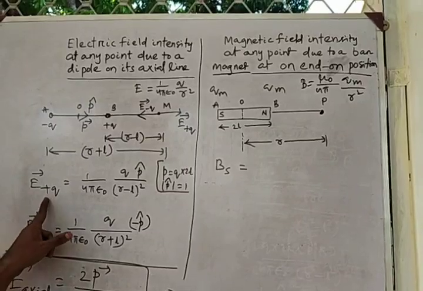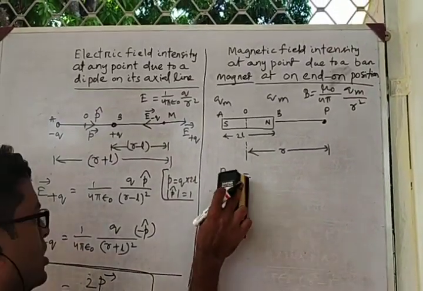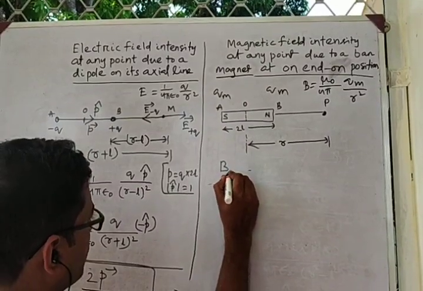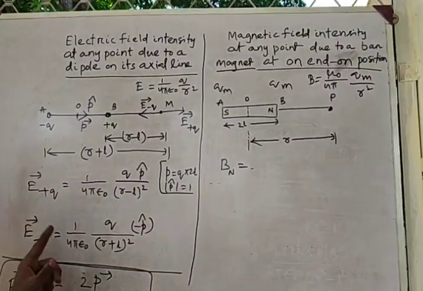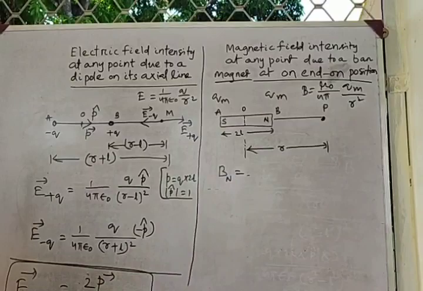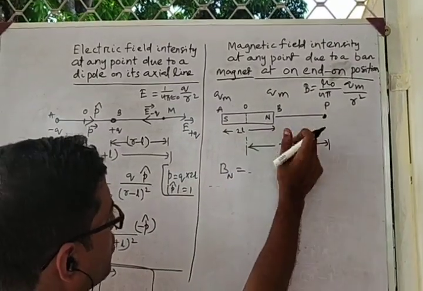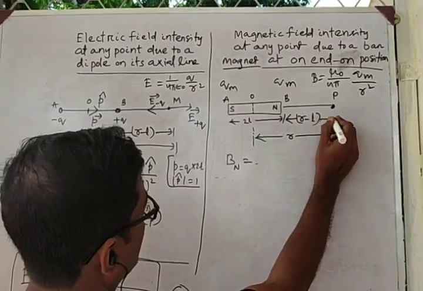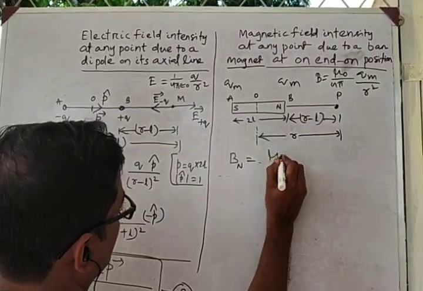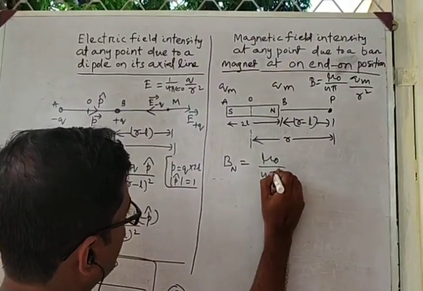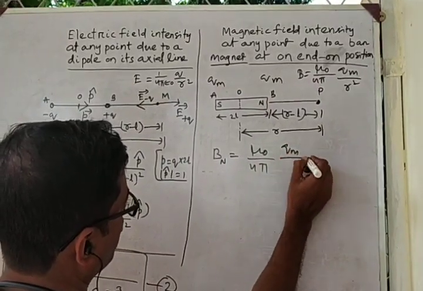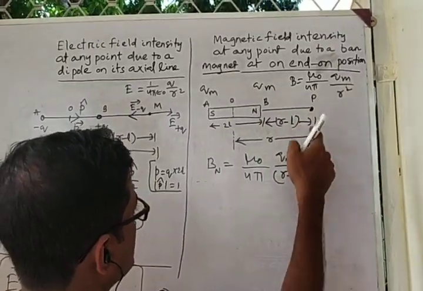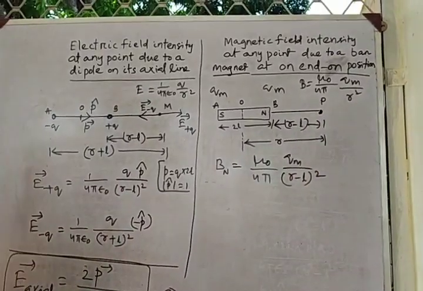Here I have written due to plus Q charge, so here also I am just matching it. Magnetic field intensity due to north pole first. Here plus charge, so I am taking north. What is the distance from north pole to point P? This is same as here, that will be r minus L. So I can write mu 0 by 4 pi Qm by r minus L whole square. Just I am matching this formula here. Qm is the pole strength.